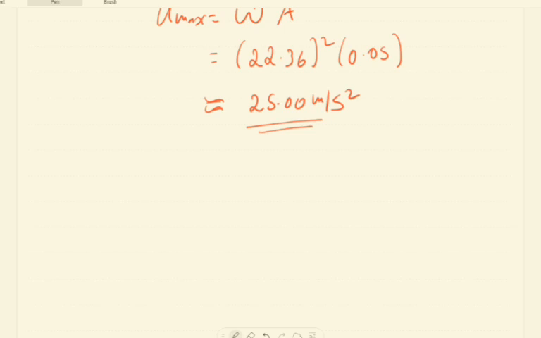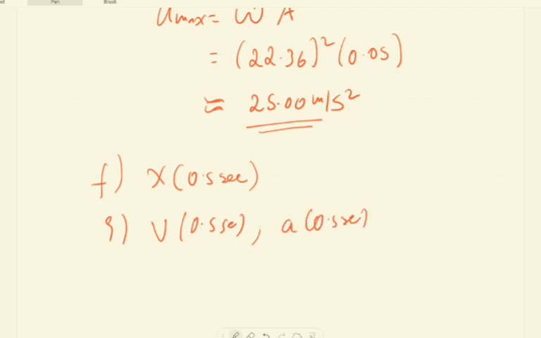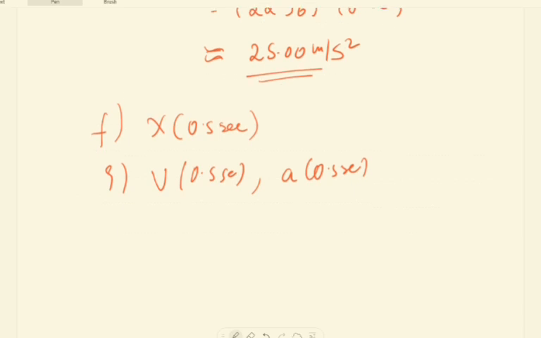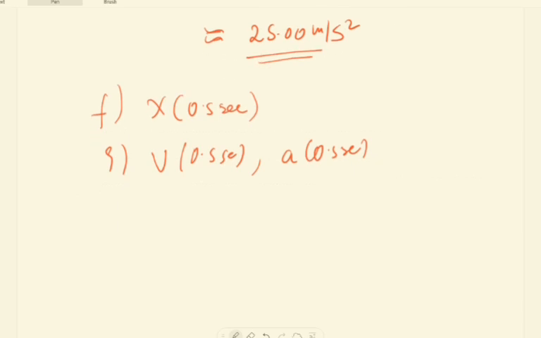But here we are asked, at a specific time, instantaneously, what the acceleration, velocity and displacement will be. So in part F we are asked to find x at 0.5 second, and in part G the velocity at 0.5 second and the acceleration at 0.5 second. To do this, what do we need to see?